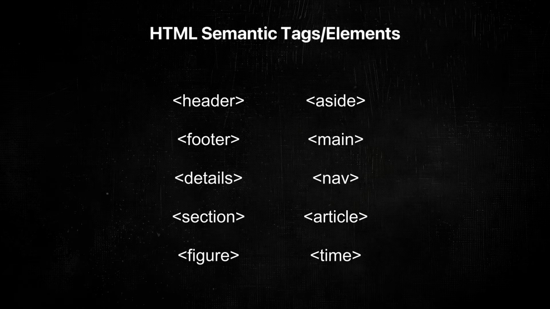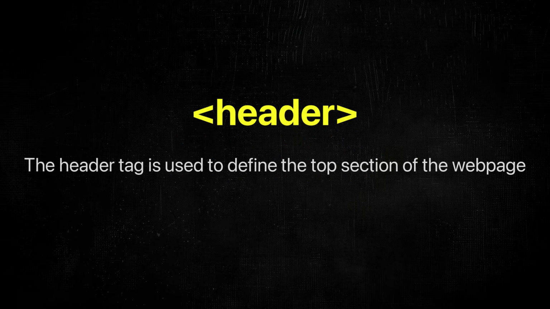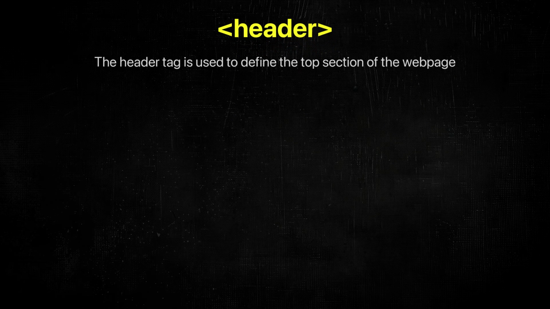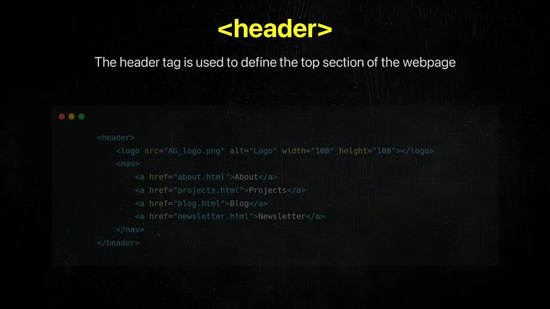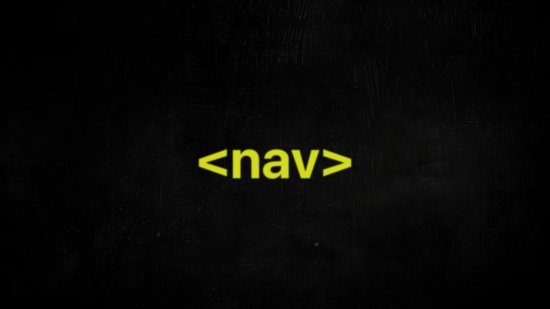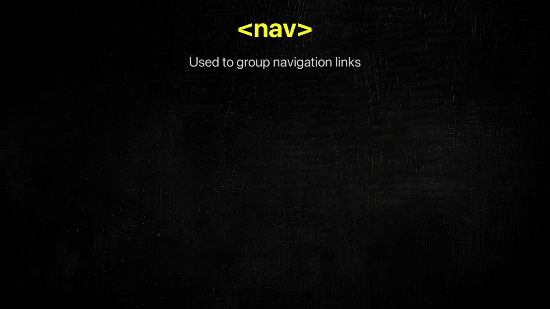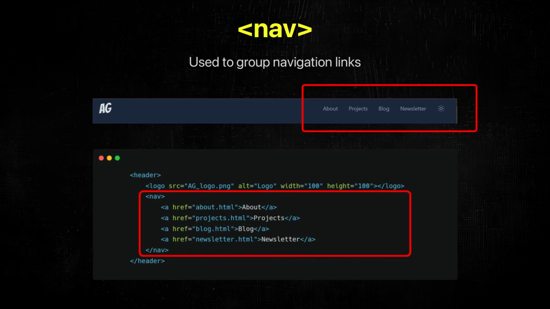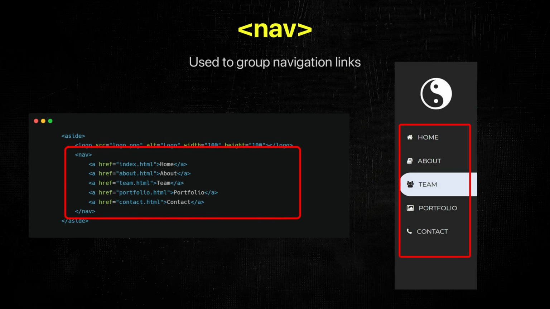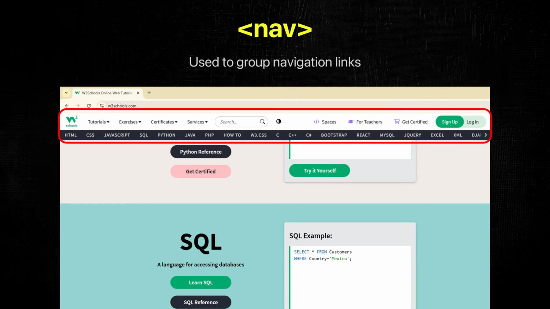So let's start. First of all, we have the header tag. The header tag is used to define the top section of the web page or even a section inside the page. It usually contains stuff like page title, logo, navigation menus, and so on. Then next we have the nav tag, which is used specifically for navigation links. You can put it inside your header or even outside if you have a sidebar or a separate nav bar. But note this, not every group of links needs a nav tag. Use it only for major navigation links.